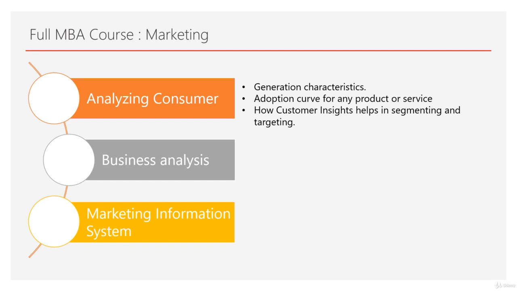And the second topic, which is the adoption curve, will really help you to understand the generation characteristics based on the adoption rate. So adoption curve will give you a fair idea based on the generation characteristics about the innovators, early adopter, early majority, late adopters, and laggards. And we will try to segment and target a specific set of audience based on the consumer insights. Now, after analyzing the consumer, in the business analysis part, we will try to segment the market and the product.